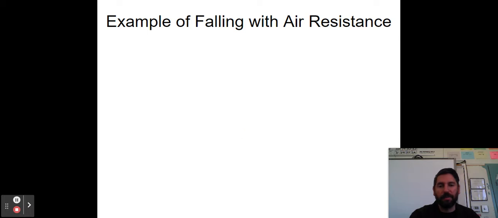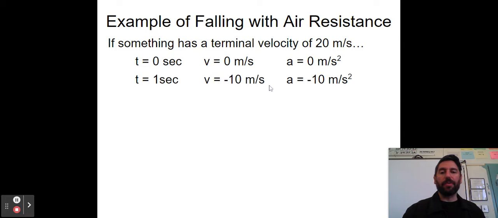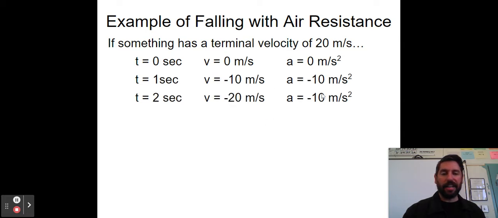So here's an example of falling with air resistance. If I tell you, which I may on a test or a quiz, that something has a terminal velocity of 20, terminal velocity is the highest velocity an object can fall. So what it would look like is it starts to look like normal. Gravity is accelerating it at 10.